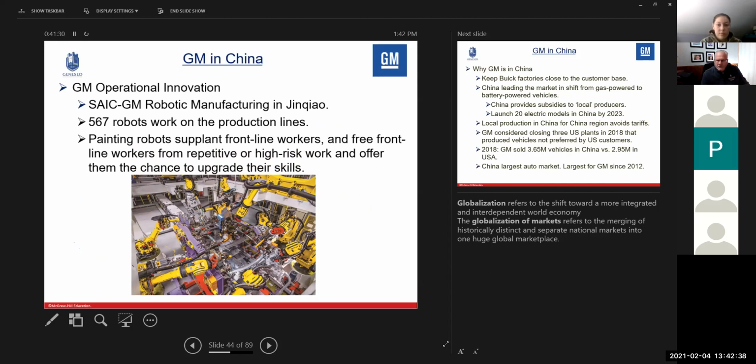General Motors also, working with their joint ventures, were able to build products without necessarily having to have the same volume of employees. In other words, they created robotic plants. And as you can see here in Jinqiao, the robotic manufacturing of some of its products, 567 robots building the vehicles in that particular facility.